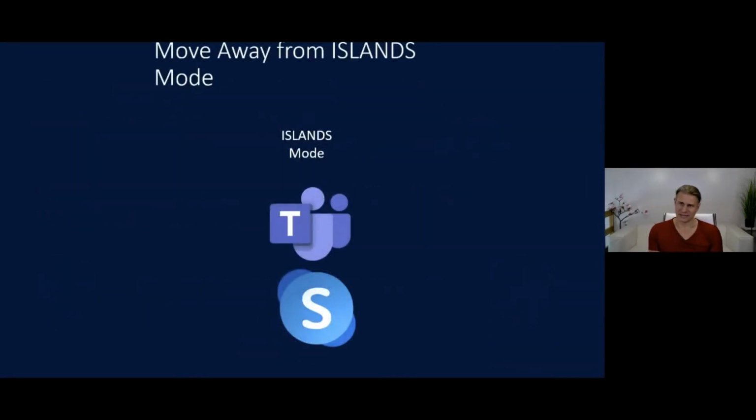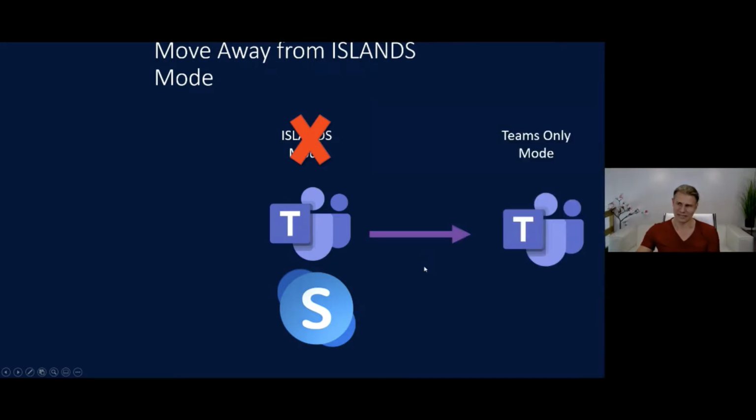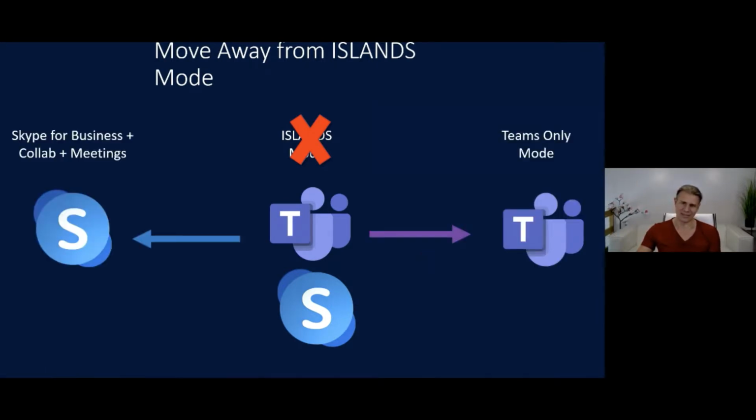So essentially, I would say do a project, move away from island mode. That's my intention here. We don't want to use the two clients. So let's do away with island mode. What options do we have? Either you move to Teams only, or you move to Skype mode, either with collab meetings or Skype only, but move away from island mode.